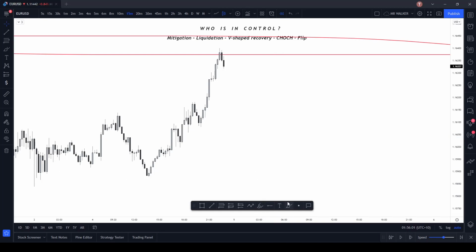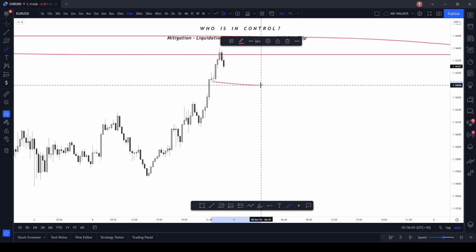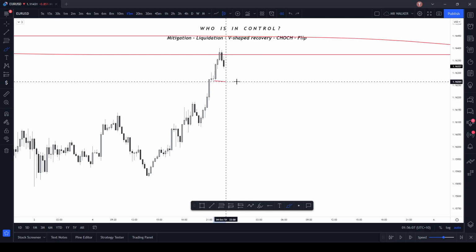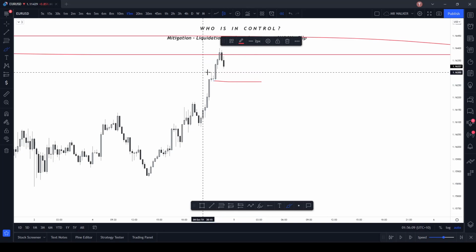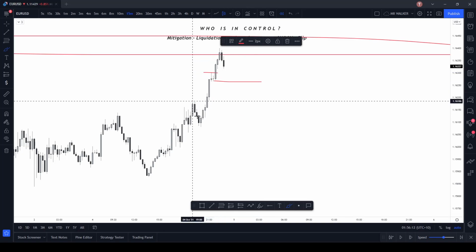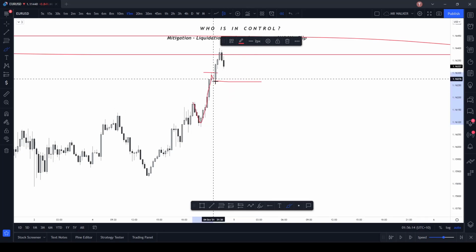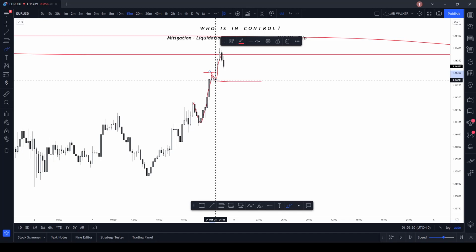The 15-minute change of character will be if we sweep this low. That was a bad drawing, sorry. This low, because we have already swept the high, right? So you can see that this was the movement of price. Okay, price retraced back to the downside before going to the upside again.